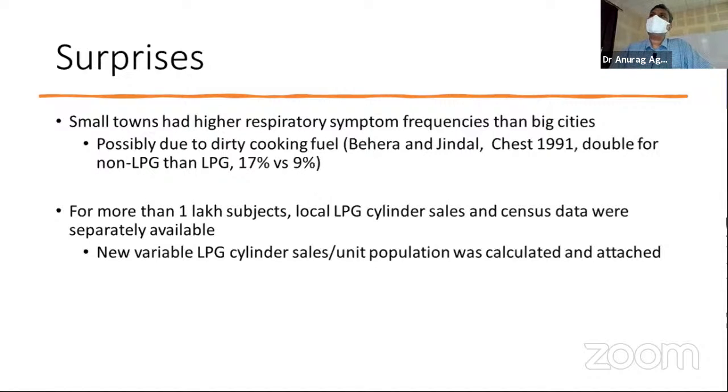But we had, for 1 lakh people, local LPG cylinder sales data and census data on the e-government website. So we can make an assumption. You assume that the patient comes from nearby. These are local doctors. These are not big towns, but tertiary hospitals. And for that area, you know the population, you know the LPG cylinder sales. So you can create an index called LPG cylinder sales per unit population. You can attach that new variable to every record, right?